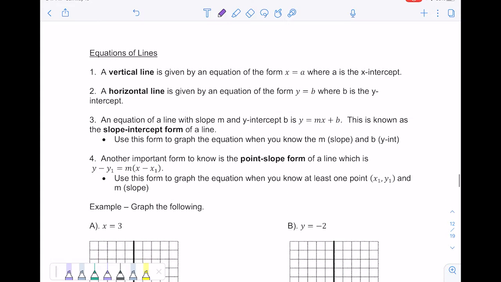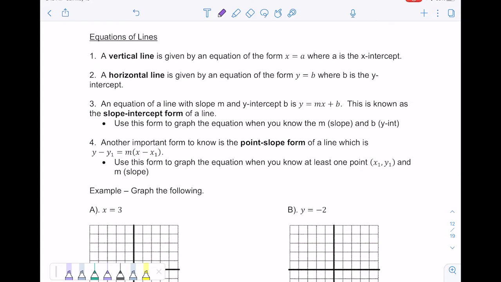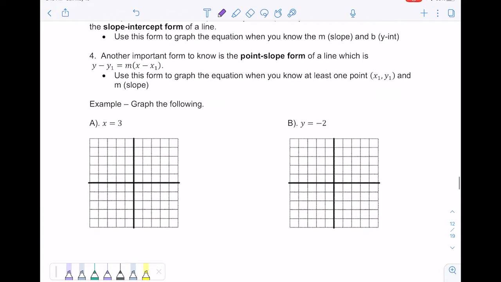A couple properties or things that you'd want to pay attention to about equations of lines is that two special kinds of lines, vertical lines and horizontal lines, they're going to be written a little bit differently. So remember, a vertical line won't have a run, right? You can write the equation in the form x equals the x-intercept. And then for horizontal lines, it's going to be in the form of y equals whatever the y-intercept is. And typically we refer to the y-intercept as the letter b. So let's look at those two examples before we look at number 3 and number 4.